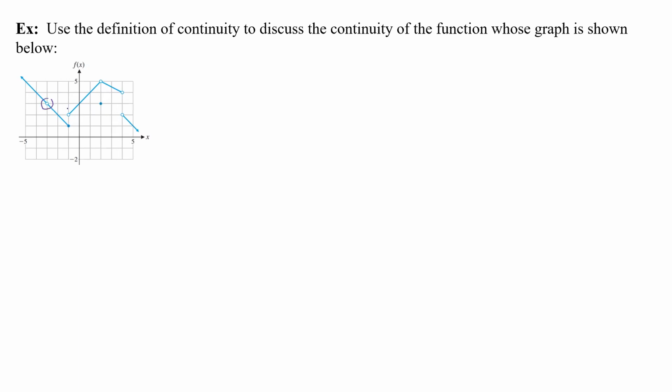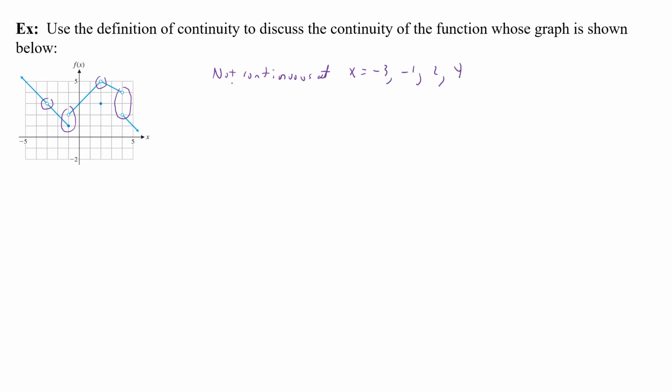We have a break at this point, and at this point, and at this point. So there's 4 places where it's not continuous. So not continuous at x equal to, looks like, -3, -1, 2, and 4.